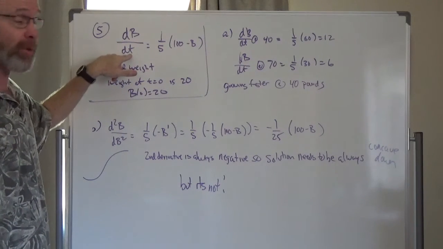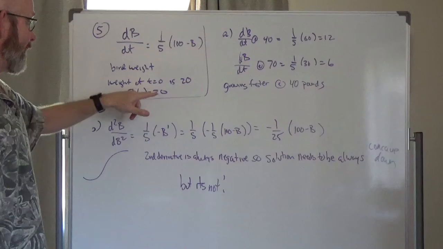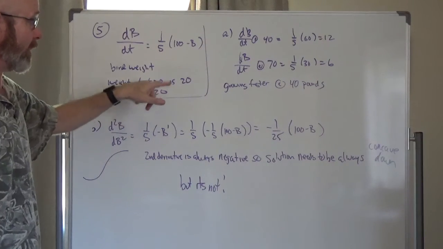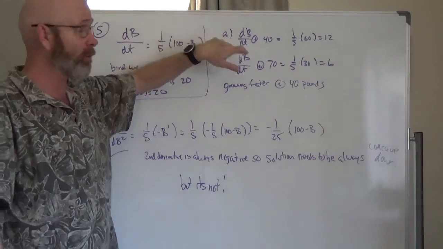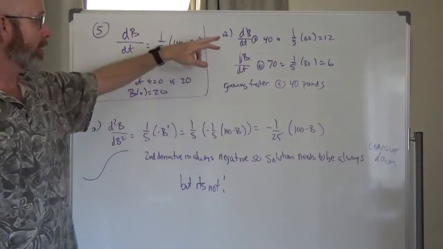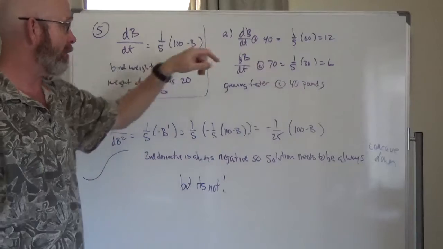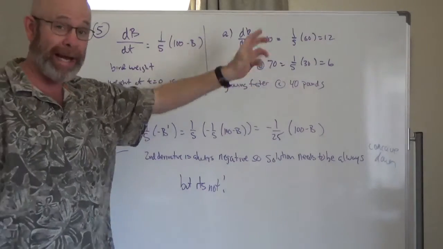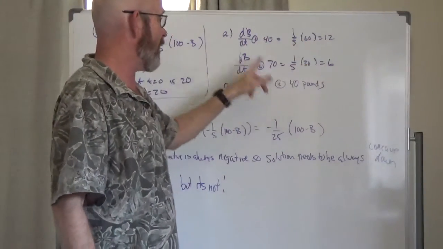This is the rate at which the bird's weight is changing. At time t equals 0, his weight is 20. The first question was, is he growing faster when he's 40 pounds or when he's 70? So you just plug those two numbers into the rates. Plug in 40, you get 12. Plug in 70, you get 6. That's the rate at which they're growing, so it's growing faster at 40 pounds.